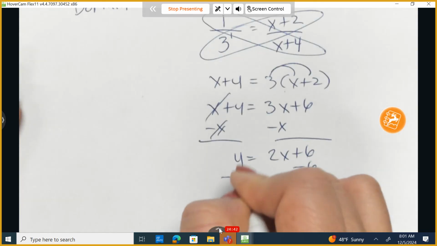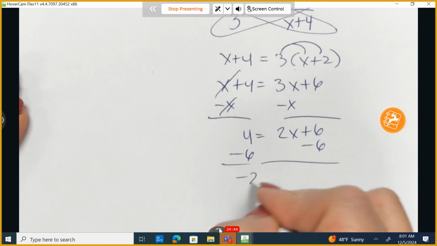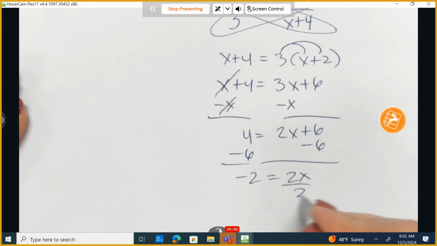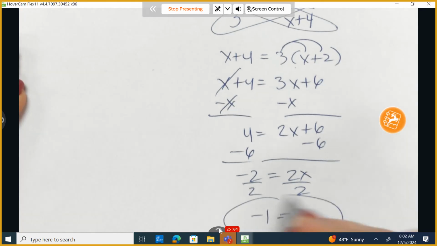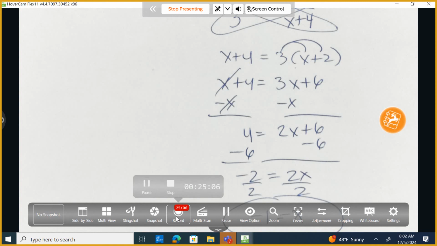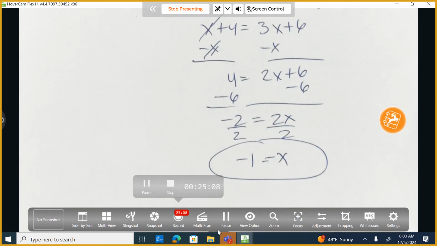If you see me make a quick mistake, just let me know. Negative 2 equals 2x, divided by 2. I think I've made a mistake. Did I write something down wrong? I get x equals negative 1. X equals negative 1.